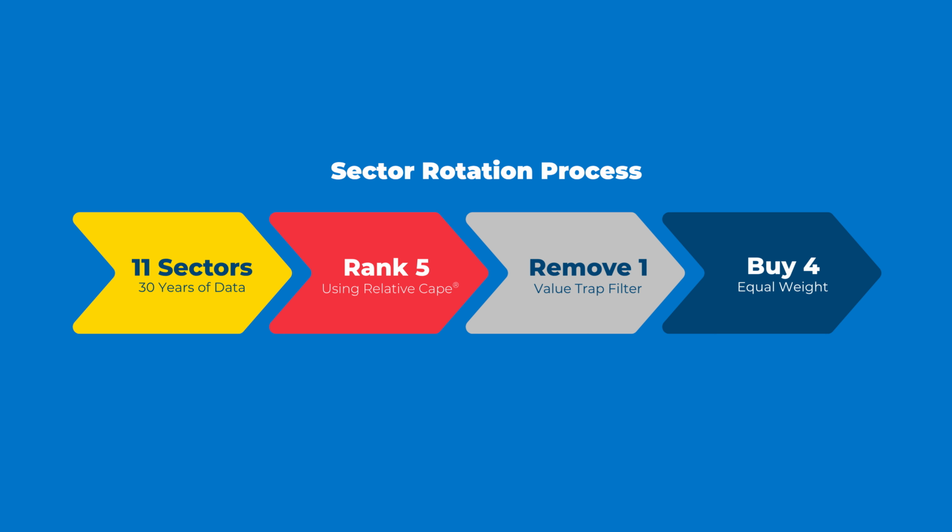In value investing, you don't want to be trying to catch a falling knife. By eliminating the sector with the worst momentum, we're attempting to control for that. From there, you have 4 sectors of the market. You're going to put 25% of your portfolio in each of those sectors of the market.